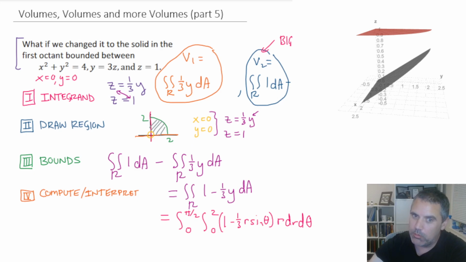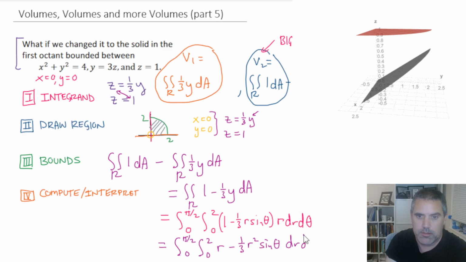If we wanted to, we could have computed them separately. That also would be fine, and then subtracted, or you can compute them together. If you compute them together, then you're going to distribute and just keep going with your calculation. So this is going to be the integral from 0 to 2 of r minus 1/3 r squared sine of theta dr d theta. And now we can integrate the r's.